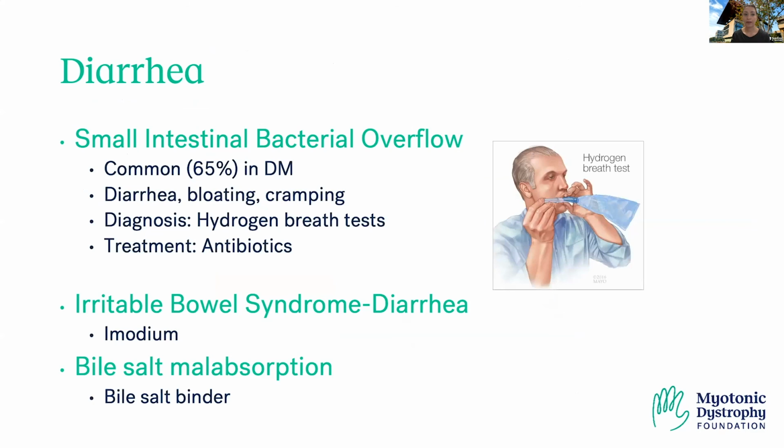Let's talk about the diarrhea. There are a couple of causes for diarrhea in patients with myotonic dystrophy. The more important one is going to be small intestinal bacterial overgrowth, or SIBO. This is common. Up to 65% of patients with myotonic dystrophy may see that. It's because of the abnormal motility of the small bowel. So the bacteria that is normally seen in the colon can go to the small bowel, and it will cause the symptoms of abdominal bloating, abdominal cramping, as well as the diarrhea, and weight loss can happen.